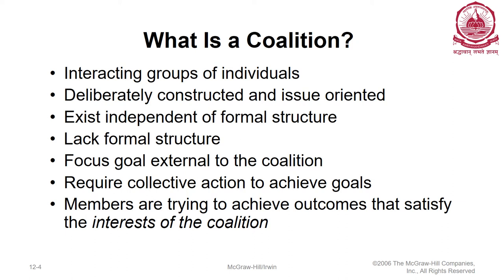So what is a coalition? A coalition is essentially an interacting group of people, deliberately constructed and issue oriented. It is not for a general talk. For a particular issue, they want to talk. They exist independent of formal structure, lack formal structure, and focus on a goal external to the coalition. It requires collective action to achieve goals.